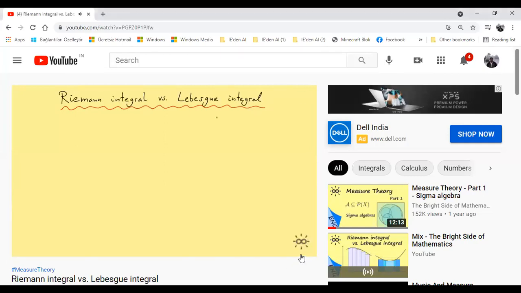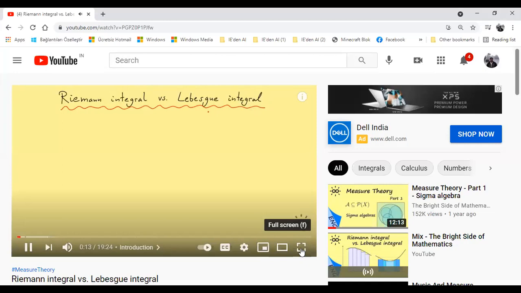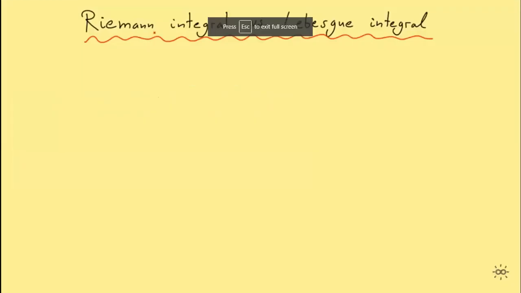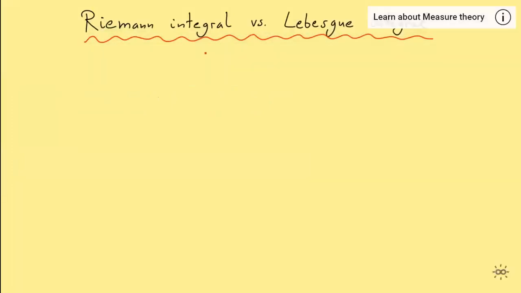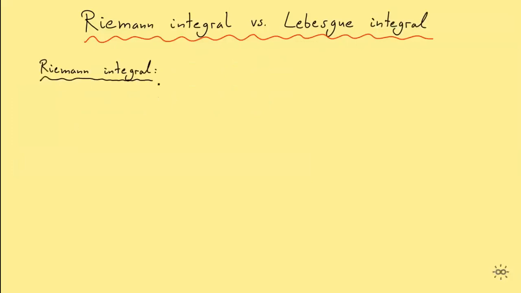Why do we need the Lebesgue integral when we already have the Riemann integral? In this video, I explain why we go from the classical integral definition, which is the Riemann integral, to the more modern one, which is the Lebesgue integral. However, let us first start with the Riemann integral.